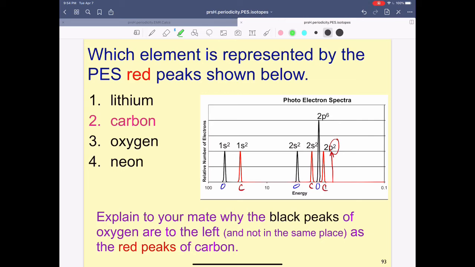So if we look down below, we would need to explain why the black peaks of oxygen are to the left and not in the same exact location. Somebody might think, well, wouldn't a 1s2 for any element be in the same place on the graph? Explain why, in fact, the oxygens are higher energy compared to the carbon, or their binding energy. Why is it that the 1s2 electrons of oxygen are held more tightly than the 1s2 of carbon atom?